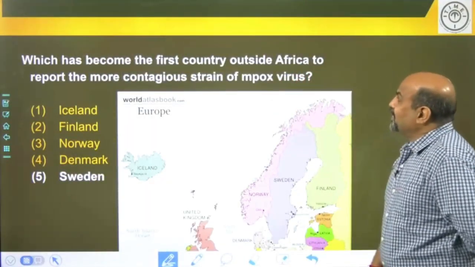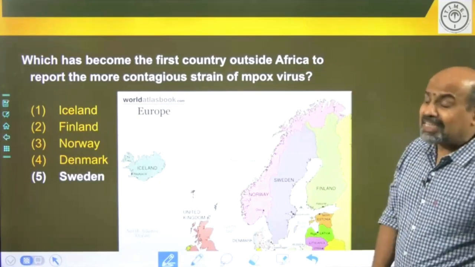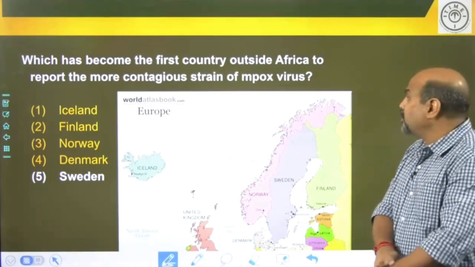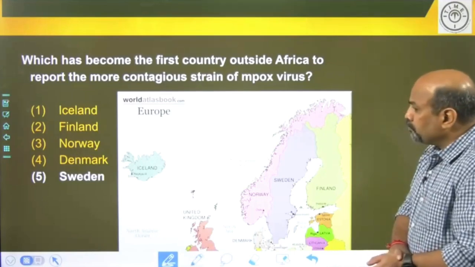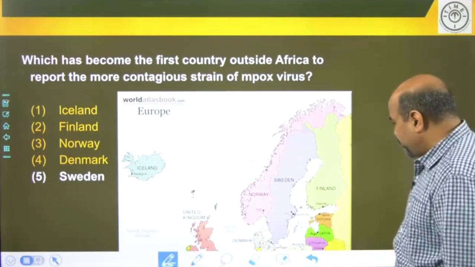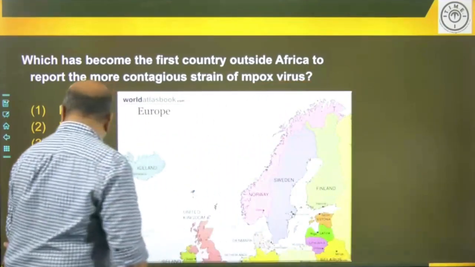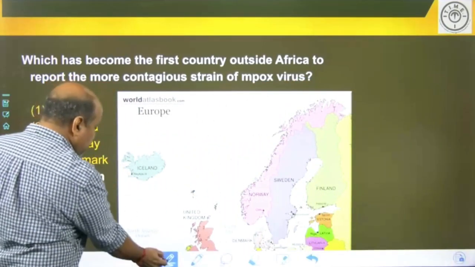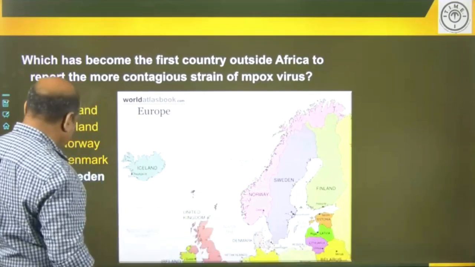Which has become the first country outside Africa to report the more contagious strain of Mpox virus? It would be Sweden, my friends. This is Sweden. I took a map here. I want you to become familiar with this map. Just a second.